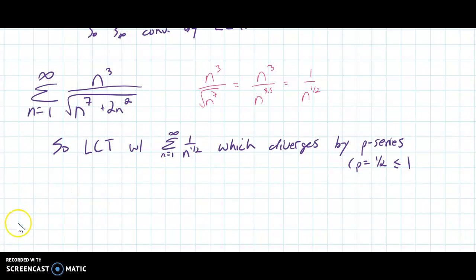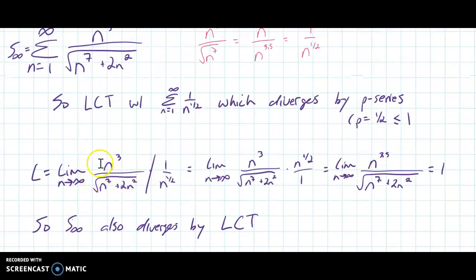The LCT work will pop up in one moment. All right, so I divided the two terms. I moved the half up to the top. This is a 3.5. This is the only term that matters. It's to the 7th, but it's square rooted, so it acts like a 3.5, which gives me a limit of 1. So S sub infinity also diverges by LCT.